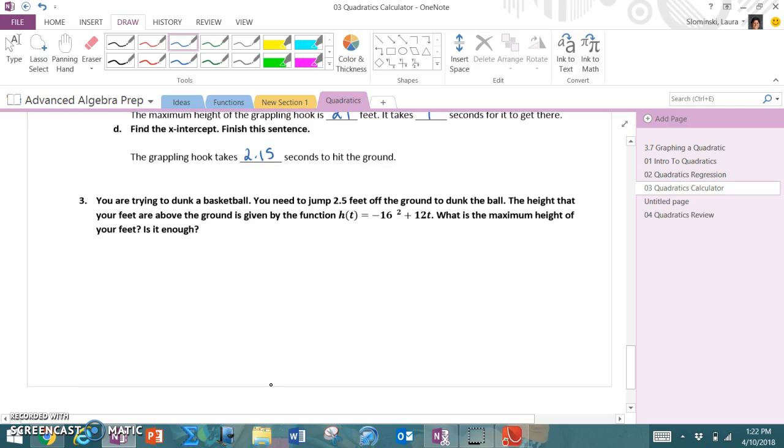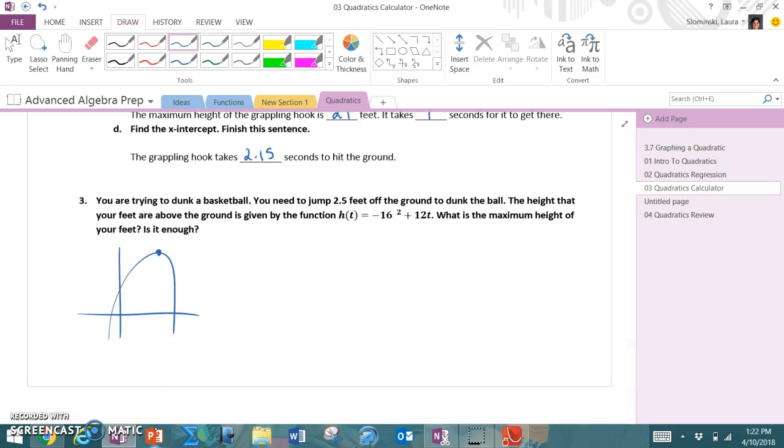Last but not least, you're trying to dunk a basketball. You need to jump 2.5 feet off the ground to be able to dunk it. The height that your feet are above ground is given by this function. What is the maximum height of your feet? Is it enough? So really what we're looking for, we're going to end up with a graph.